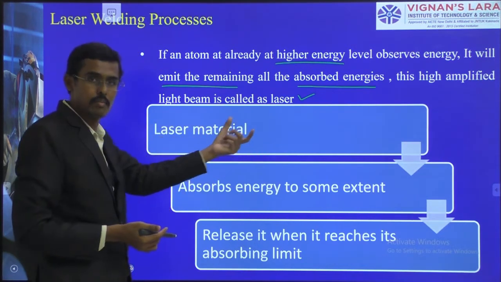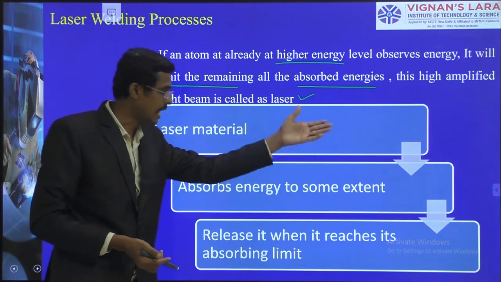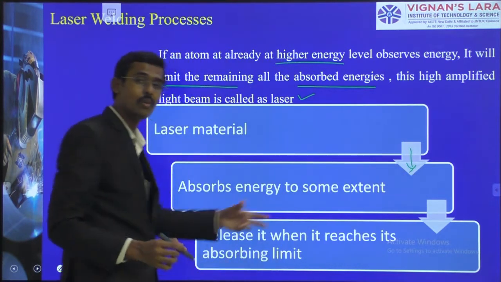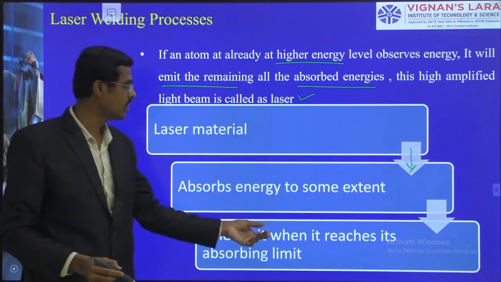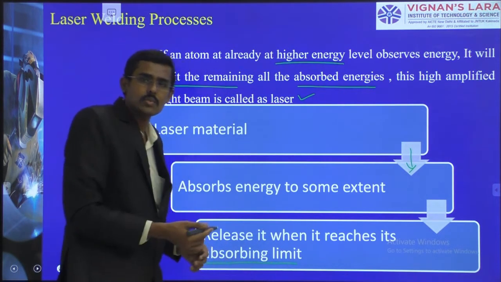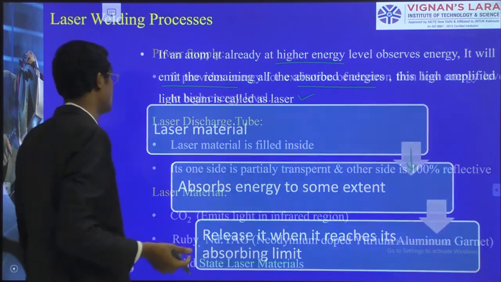The laser material may be ruby, which absorbs energy to some extent, and later what does it do? We are supplying the energy here and it is absorbed. Then the release happens when it reaches its absorption limit. So this we are converting into a laser and utilizing for heat and welding purposes.